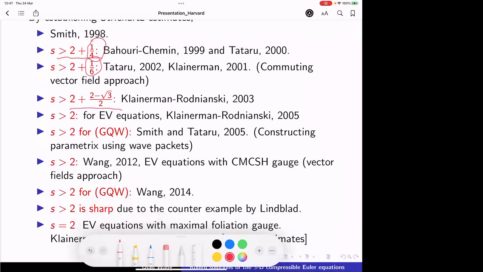So this was a long time ago anyway. By using the commuting vector field approach, they achieved this result for s greater than this number. But the vector field method is actually more geometric. So for the Einstein vacuum equation in particular, this is a very geometric equation.